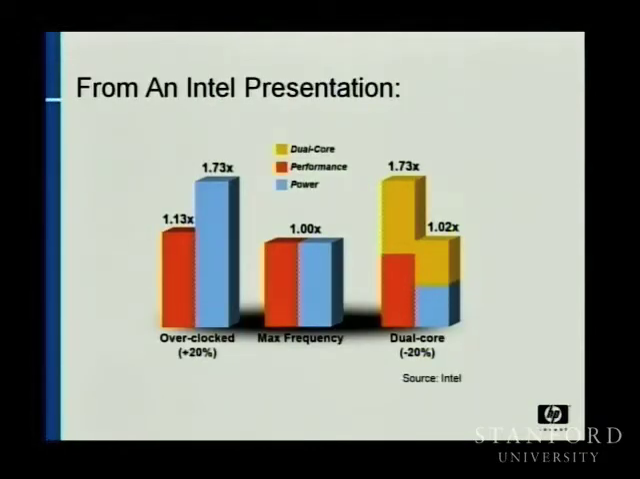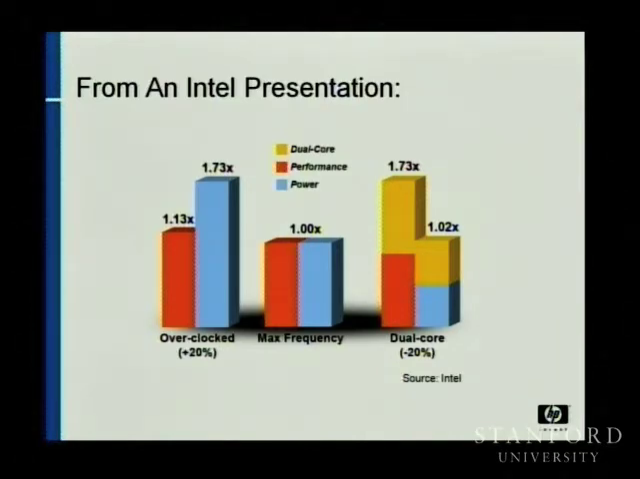Intel, this is their numbers going from a single core to a dual core part. Basically this slide says that if you overclock a CPU, you're jacking up your power by 73% and you're only getting a 13% application improvement for some reasonable set of applications. So gamers at home, overclocking the processor, know what you're doing.